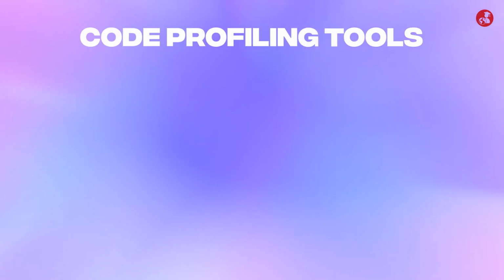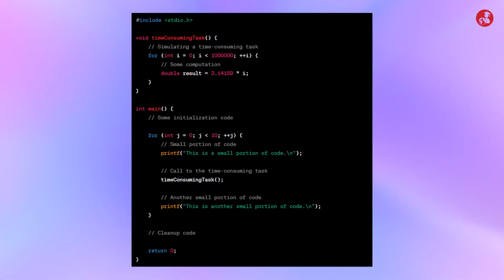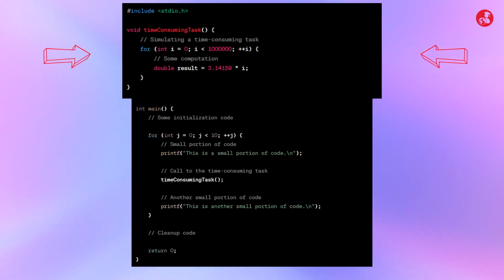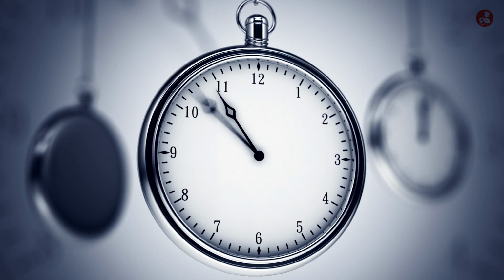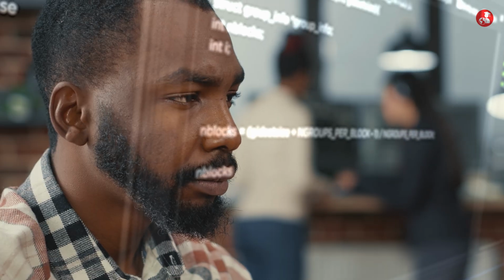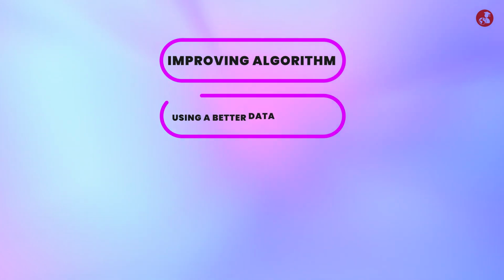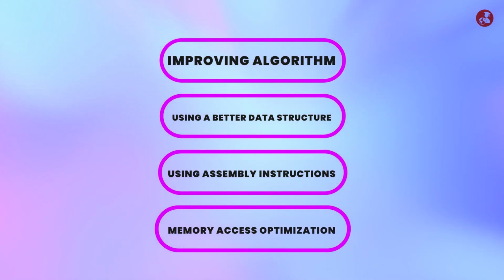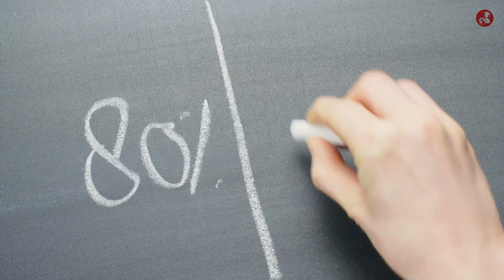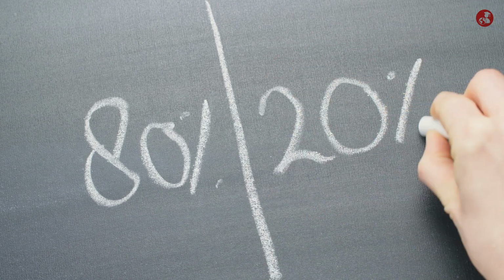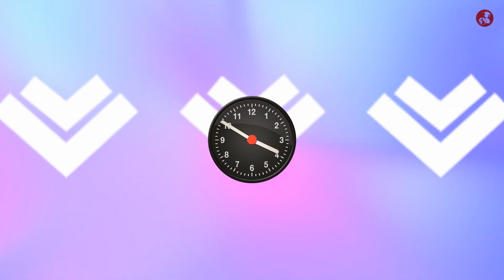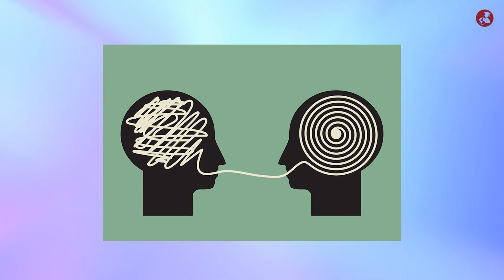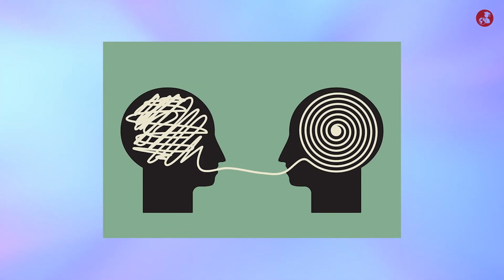We can start with code profiling tools that will analyze your code and identify the functions and the sections of the code that consume most of the execution time. Now we can optimize those frequently used functions by improving algorithms, using a better data structure, using assembly instructions, or by doing memory access optimization. As we concentrate on that frequently used 20%, optimizing it reduces the overall execution time of the code significantly. Now let's try to understand each technique one by one.